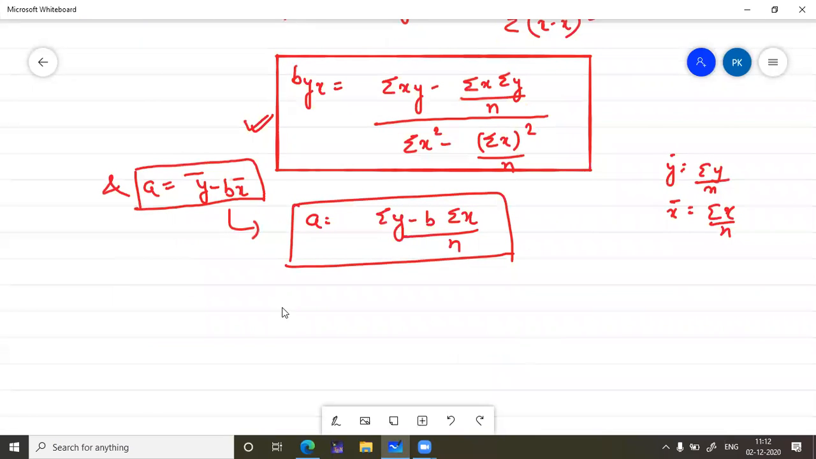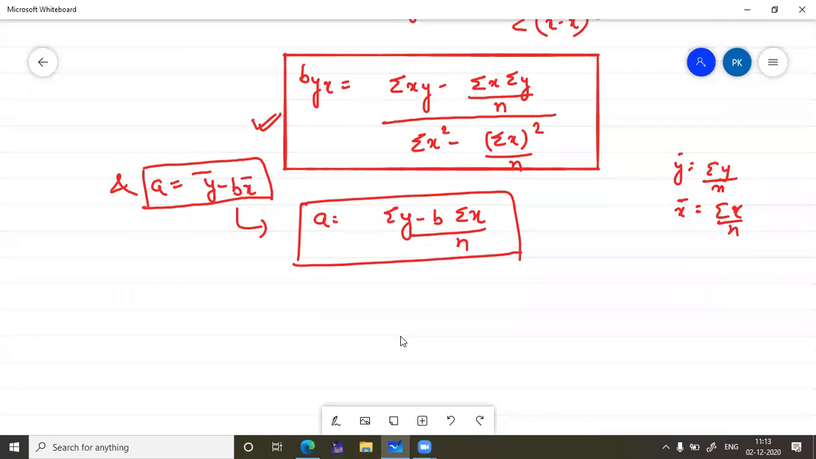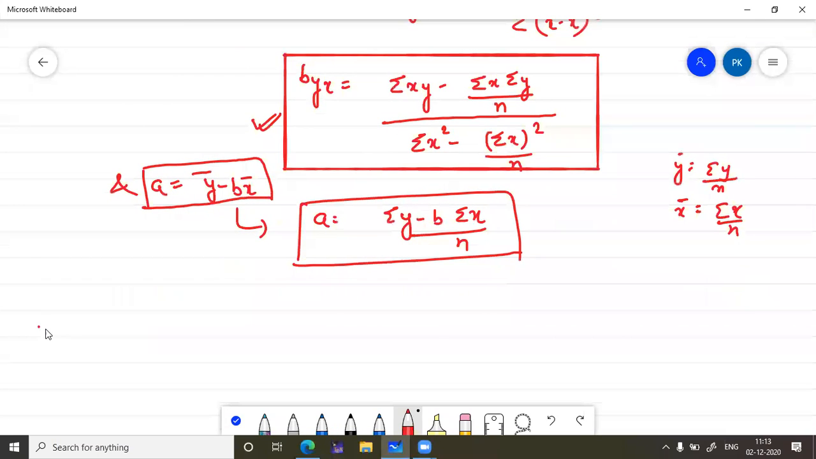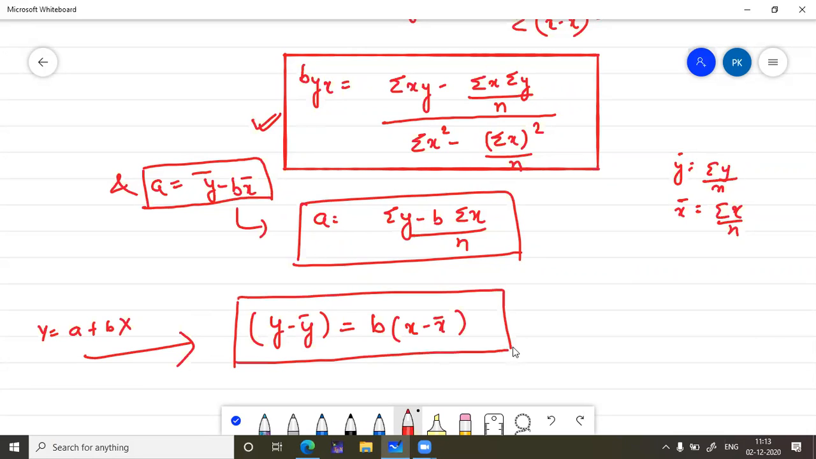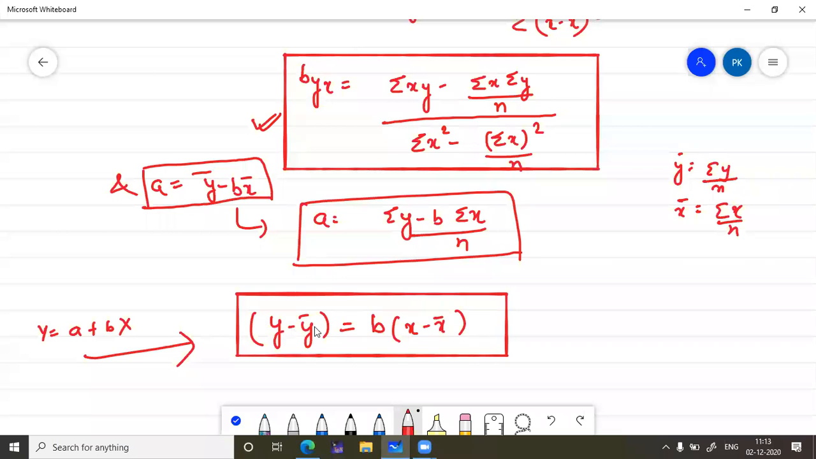Here my regression equation was y is equal to a plus bx, and the value of a is y bar minus b x bar. So this equation can also be represented in the form y minus y bar is equal to b x minus x bar. If I substitute the value of a, then the regression equation y on x will be converted into the form y minus y bar is equal to b x minus x bar. This is the regression equation y on x. Is that okay?